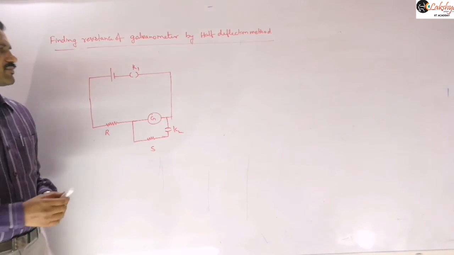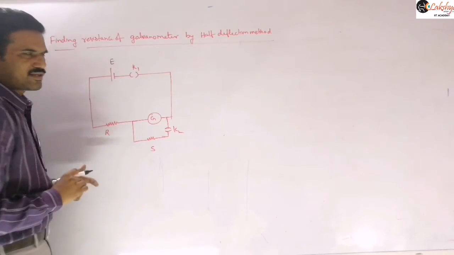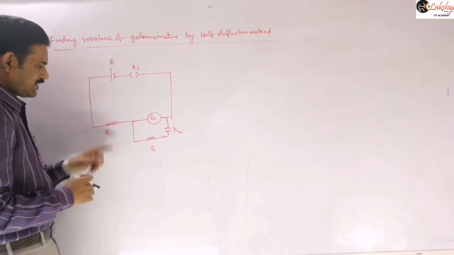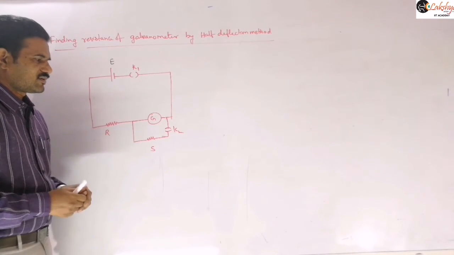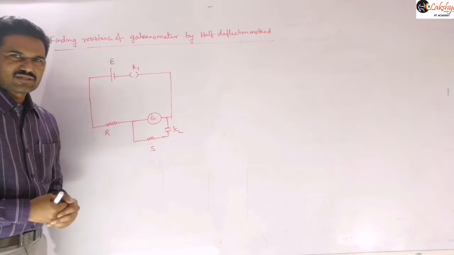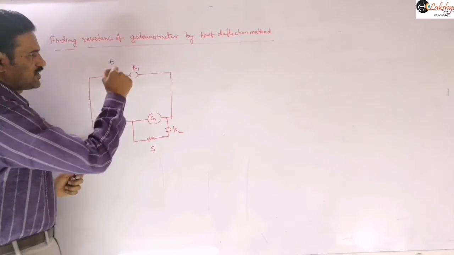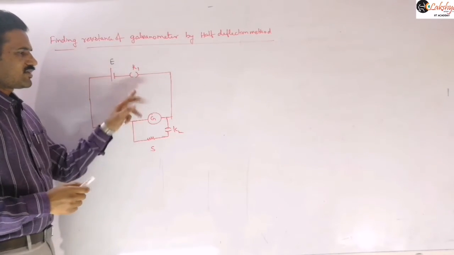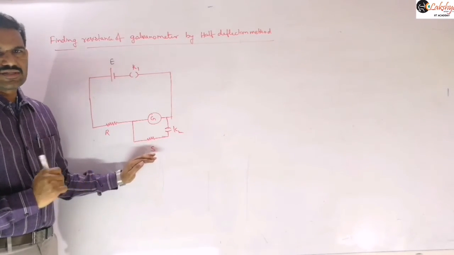So simply here I am taking a cell of EMF E, with negligible internal resistance, connected to some high resistance and then this galvanometer, and two switches, and a resistance connected in parallel with that. I am assuming that as S. So initially in our experimental procedure we close this K1, and K2 will still be open, so that this resistance is not included in the circuit.